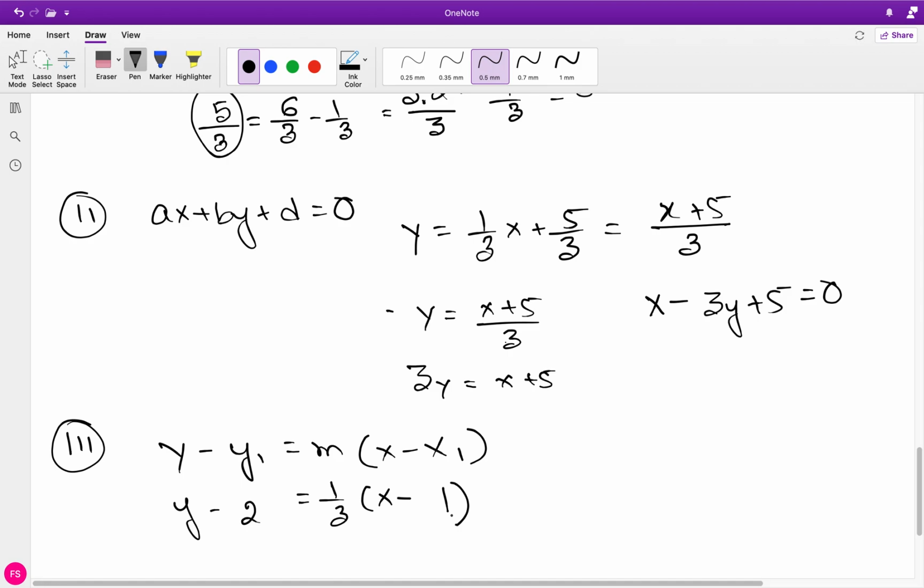Okay, so that will be all for today. This is how you can write equations of lines in different forms.